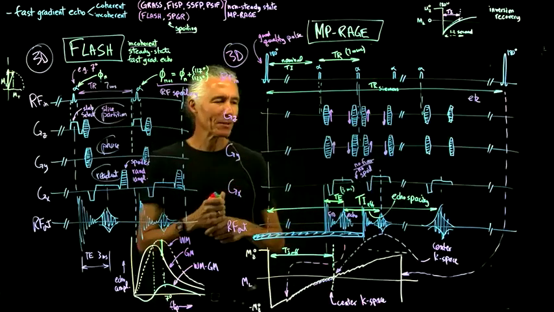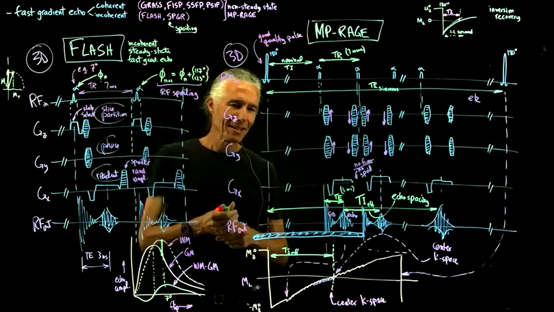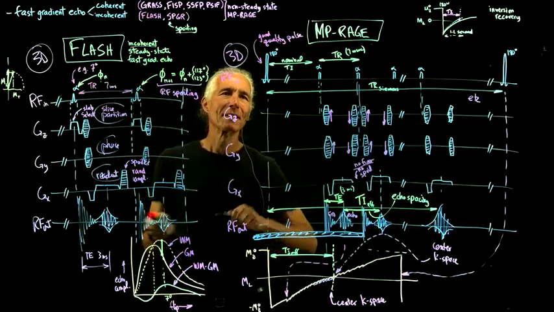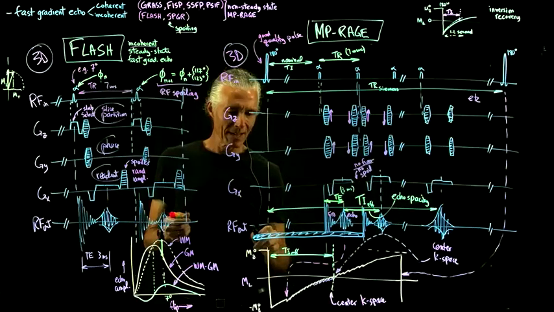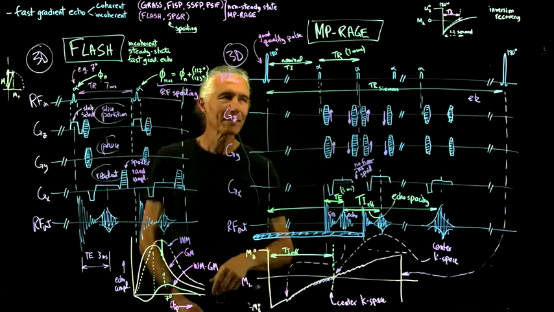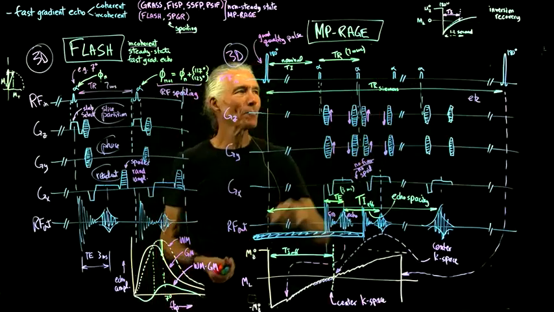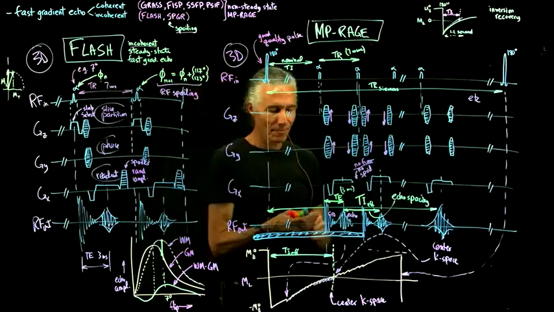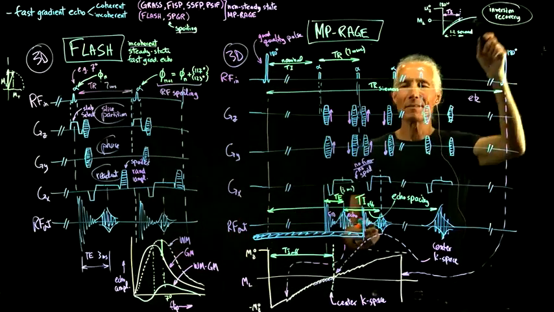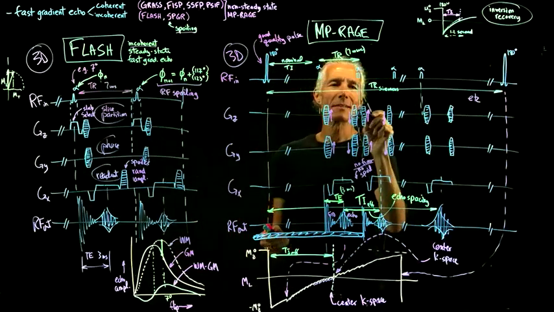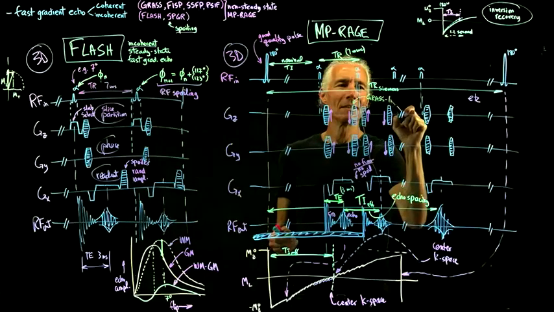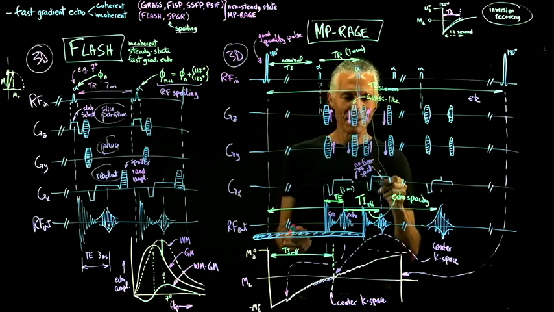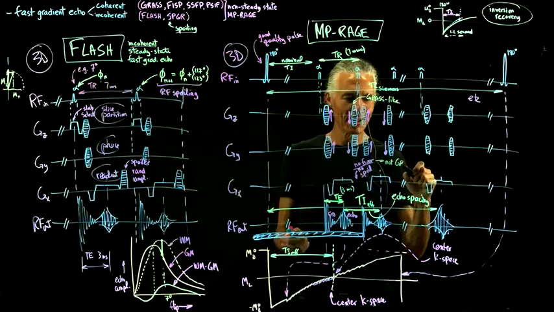Okay, so any questions about MPRAGE? So it's sort of like a fast gradient echo, but we've got some inversion pulse. So there's an inversion recovery-like thing going on, and then some GRASS-like, but not here. No spoiler, not GRASS-like. So not GRASS-like here.